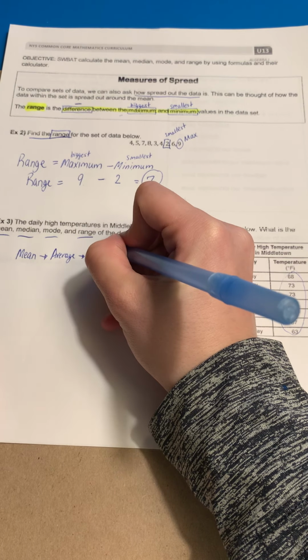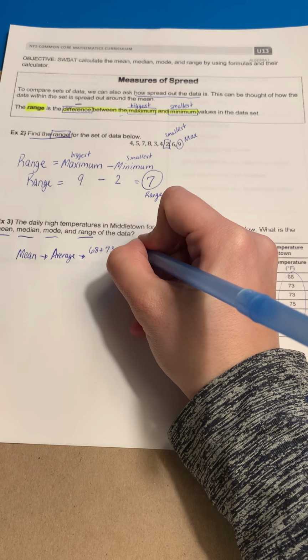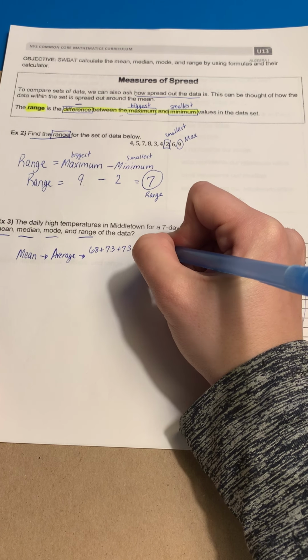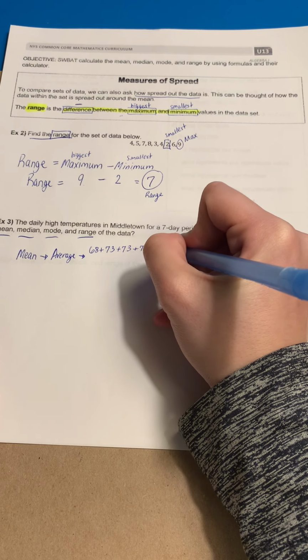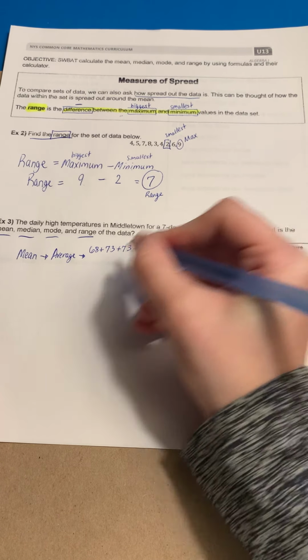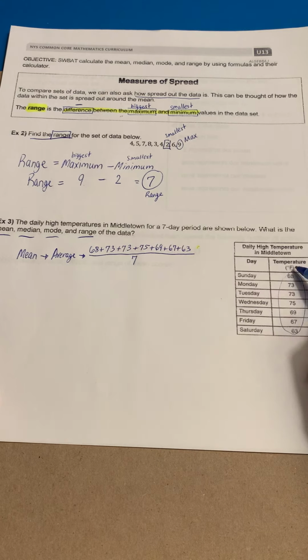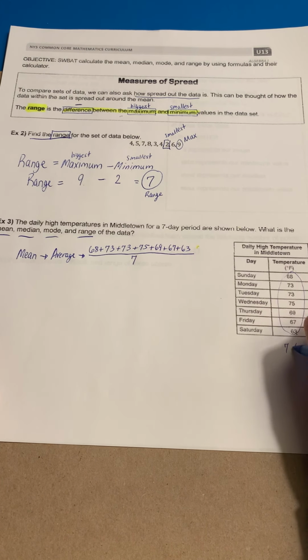68 plus 73 plus 73 plus 75 plus 69 plus 67 plus 63, all divided by 7, because there are 1, 2, 3, 4, 5, 6, 7 values. So there are 7 total.